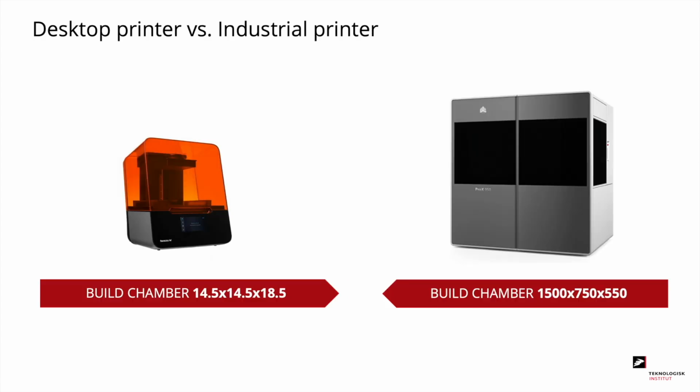VPP printers come in different sizes and prices, from small desktop printers to large industrial printers. To the left you see an example of a desktop printer, and to the right you have an industrial printer. The main difference is the size of the build chamber, the print speed, and of course the price. Desktop printers mainly use bottom-up technology, whereas industrial printers use top-down.